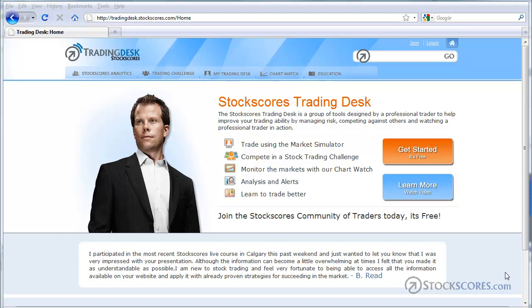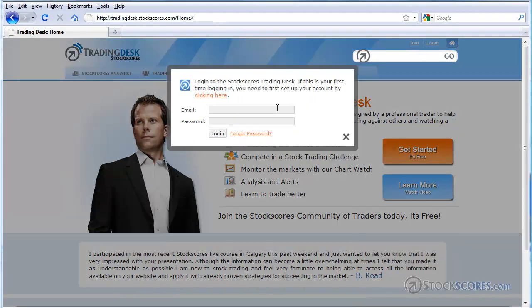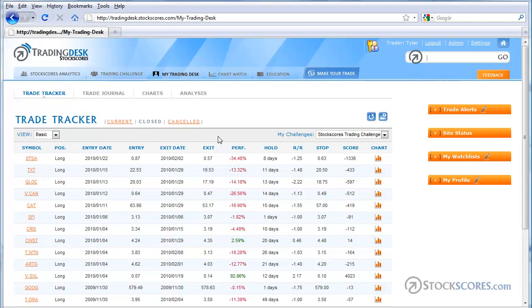For this week's market analysis, I will be using the new Trading Desk website, which can be found at tradingdesk.stockscores.com. You can see the URL at the top of the page here. Now, the first thing we need to do is click on the login link in the top right-hand part of the screen. This is where I will enter my username and password. If you have never visited the Trading Desk website, then you will need to set up an account. But once you have done that, you're simply going to log in with your email address and password, and that will take you into the Trading Desk website.